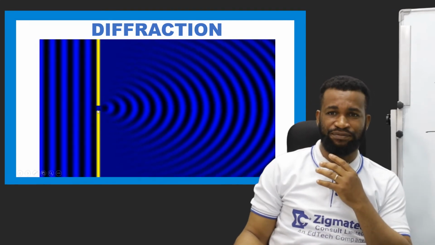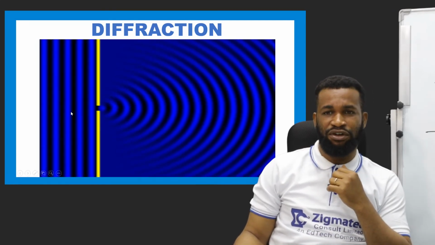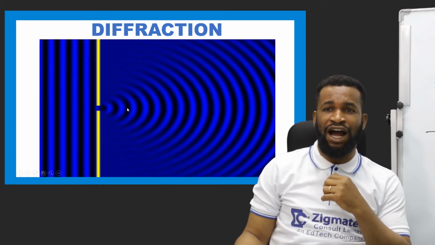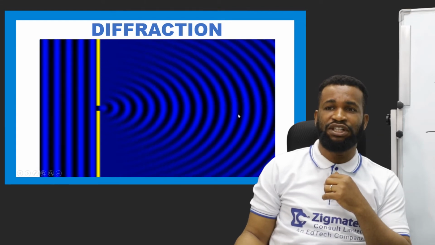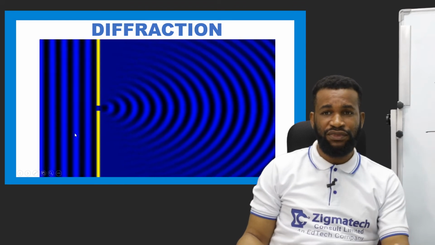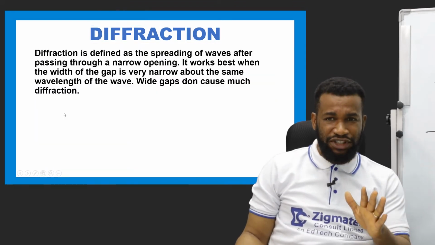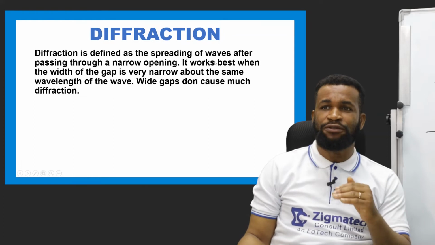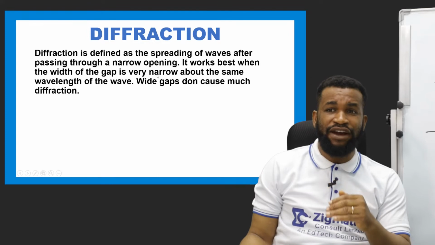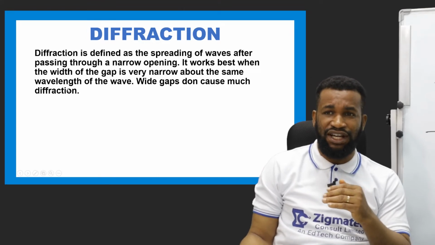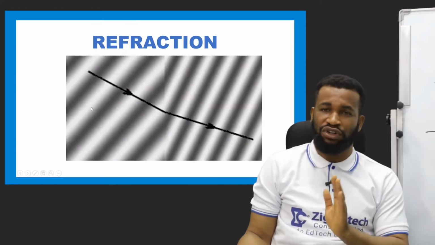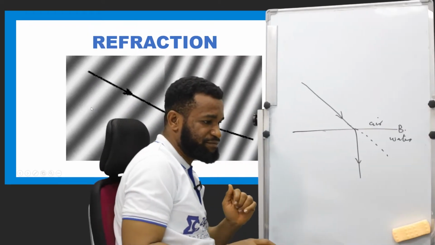So this is the opening. As this wave is coming this way, it is passing through this opening. It spreads out. As it is going out, it's spreading more and more. We now say that diffraction of wave has occurred. Now, remember this key point: it works best when the width of the gap is very narrow, about the same as the wavelength of the wave. We'll talk about wavelength.